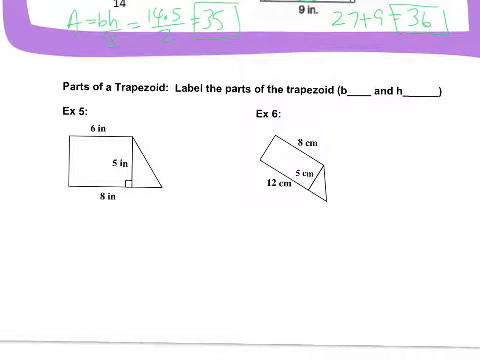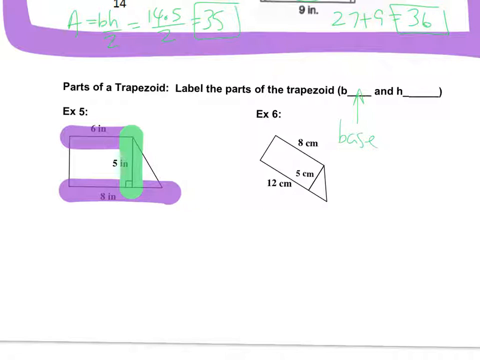Trapezoids have 2 main parts. There are the bases, and there is the height. The height is the one that's perpendicular. So we're going to need to know those things. B stands for base, and H stands for height. And we talked about this yesterday in the notes. So the bases for number 6, there's 2 of them. There's 8, and there's another base that's 12, and the height for this problem would be 5. We need to know those numbers in order to do the area formula for a trapezoid.